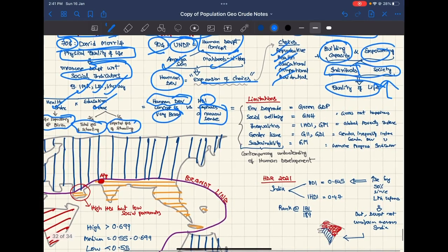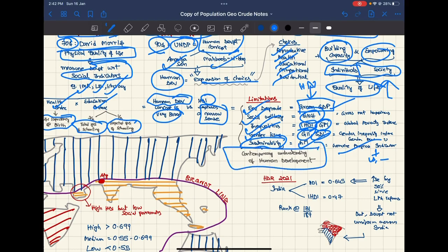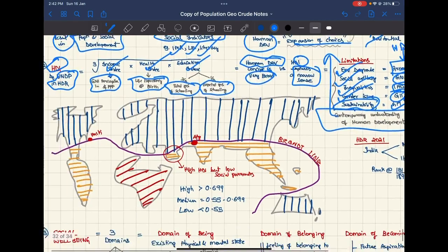Some of the limitations: environmental degradation is captured by green GDP. These are the alternatives to HDI. Social well-being is captured by GNH. Inequalities are captured by inequality adjusted HDI and the global poverty index. Gender issues are captured by the gender inequality index and gender development index. Sustainability is captured by the genuine progress index. US and Canada follow this. So the contemporary understanding of human development is to do all this.